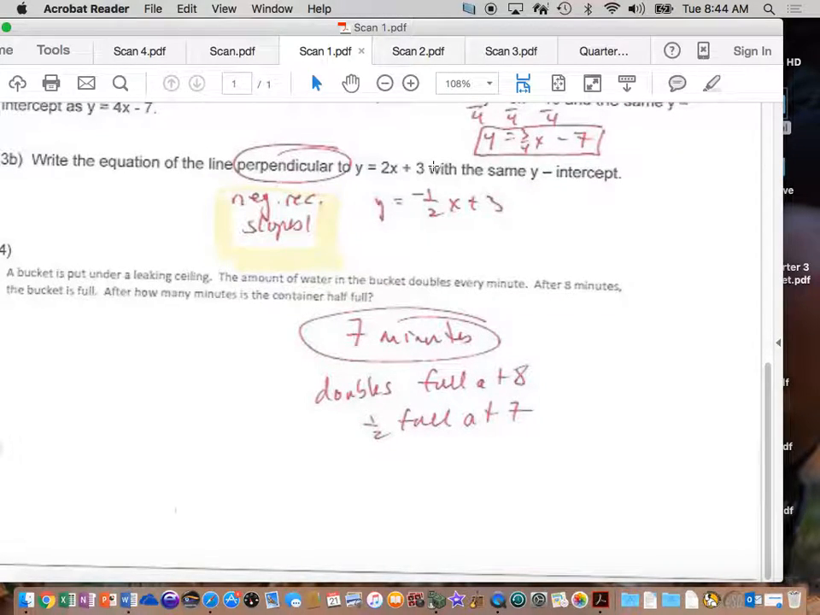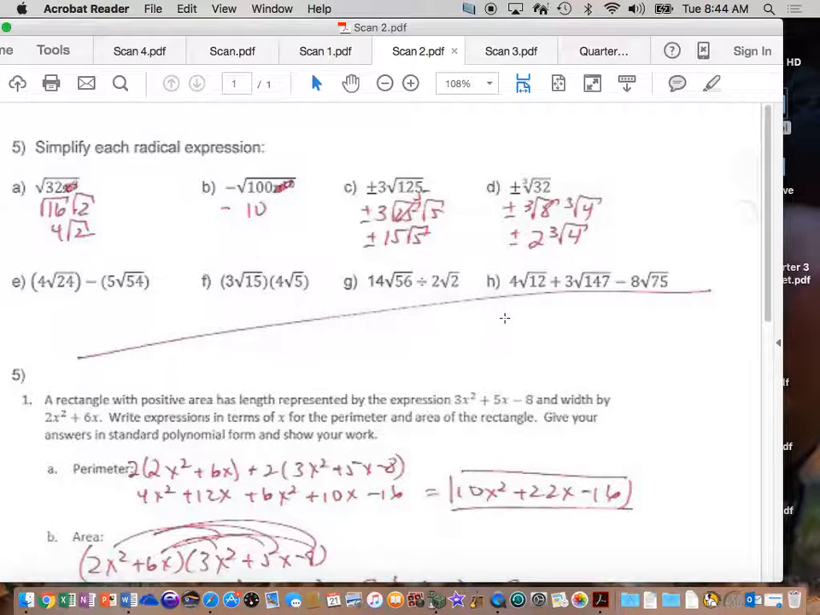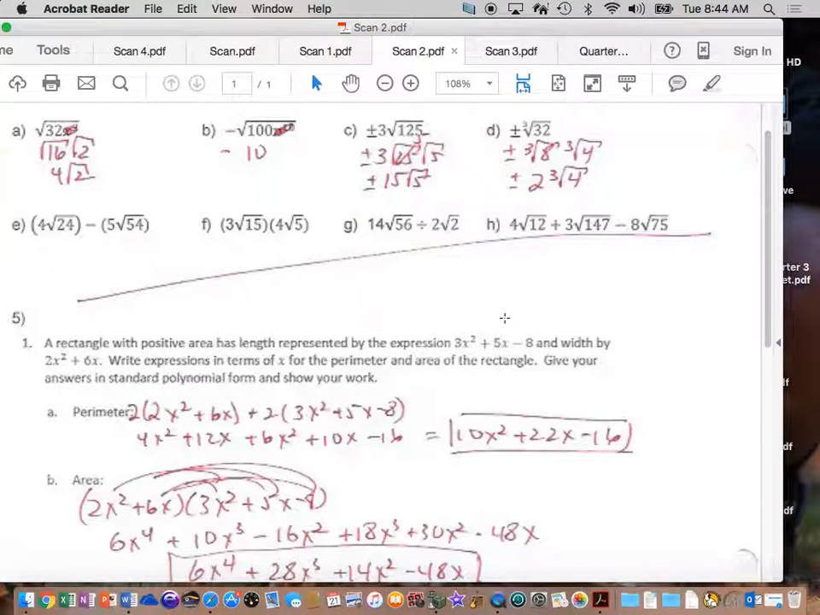All right, we'll go to the next page. Our basic work with radicals here. We should be getting a little more comfortable with radicals. At this point in time, I don't think it's a lot to say that we should be getting all of these right. If you're not, a little thing called extra help.